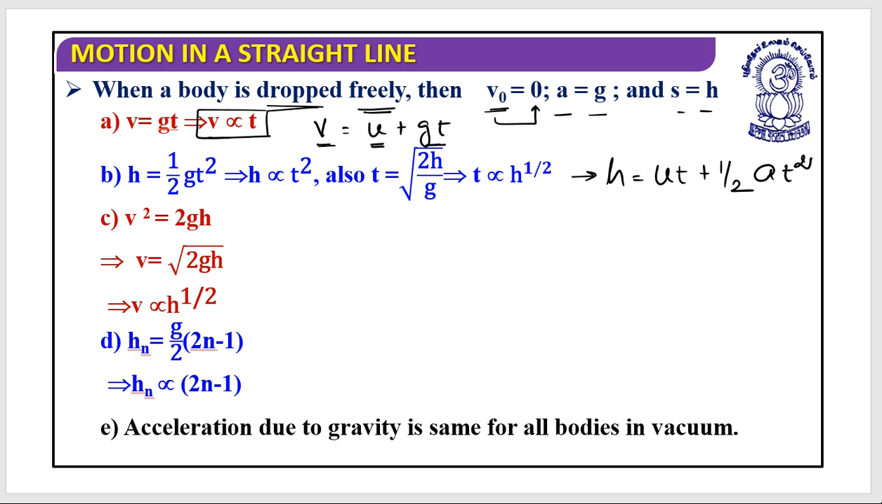Next relation, my initial relation was h is equal to ut plus half at square. If it is said that my object is dropped freely, that means I have been assigned u equals 0. And if I write u is equal to 0, then I have this relation h is equal to half gt square. We can even write that h is directly proportional to t square, as well as t square is equal to 2h by g, and t is equal to root of 2h by g.